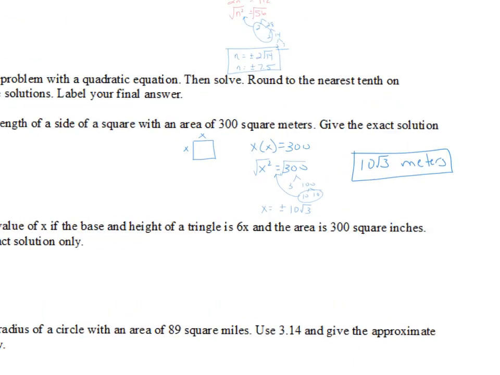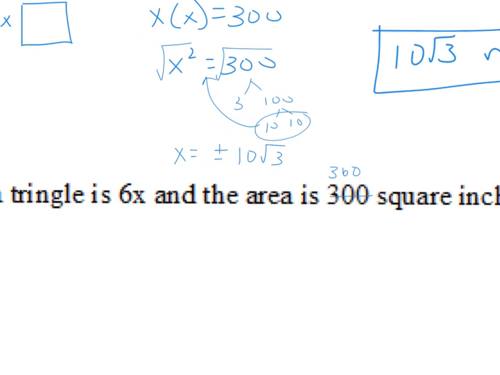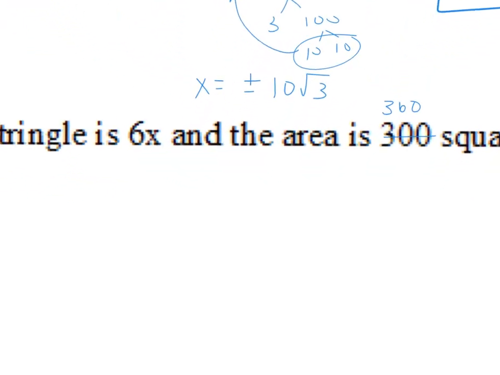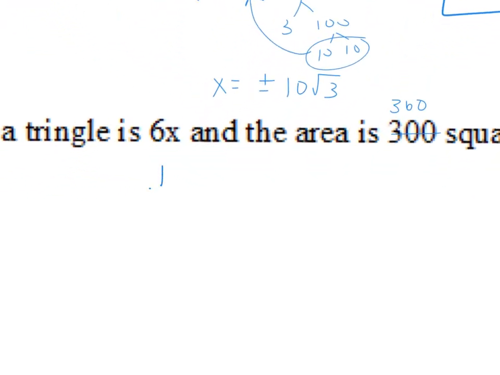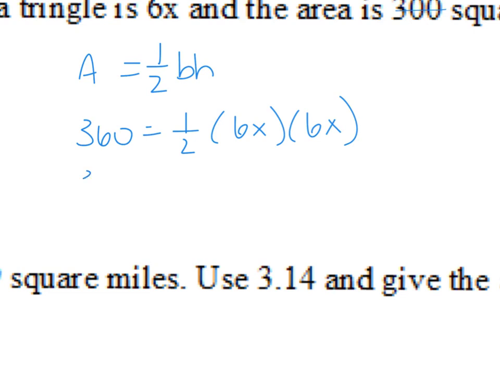Okay, so on B here, there's a typo on this worksheet. Hopefully yours is right. It should be 360 instead of 300 there. So now when it's asking for area of a triangle, we've got 1/2 base times height, and that's going to equal your area. So I've got 360 equals 1/2 times 6x times 6x. So I end up with 360 equals 1/2 times 36x squared.